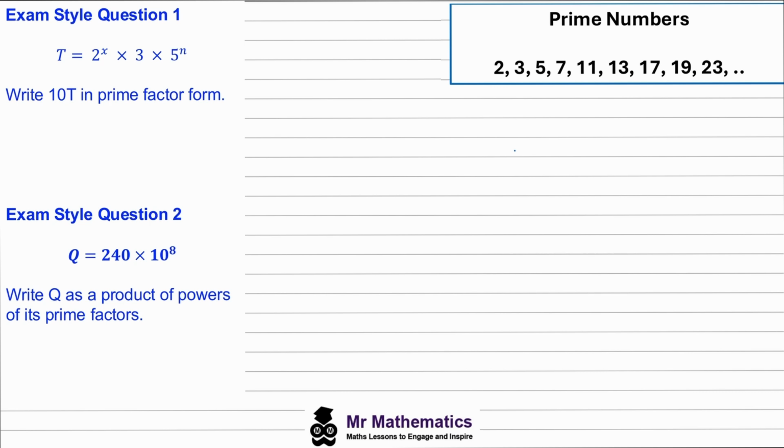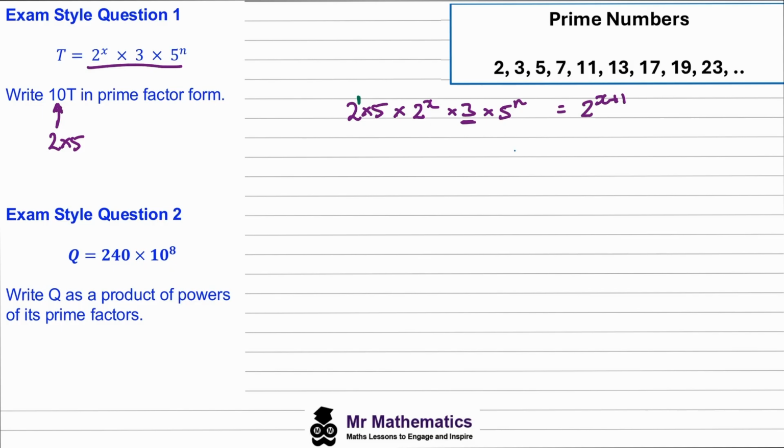Okay, so welcome back if you had a go. So the key to this question is writing this 10 as a product of its prime factors, which is 2 times 5. So what we have is the 2 times 5 multiplied by this t. So times 2 to the x times 3 times 5 to the n. Now using the rules of indices, we've got 2 to the 1 here and 2 to the x here. So in total, we've got 2 to the power of x add 1.